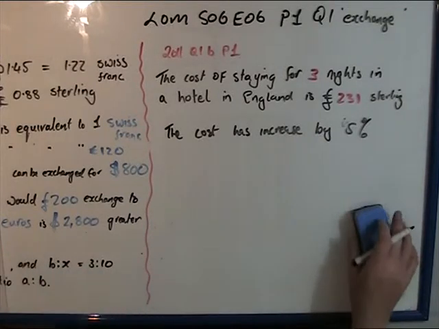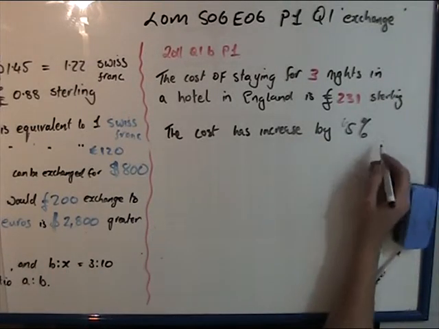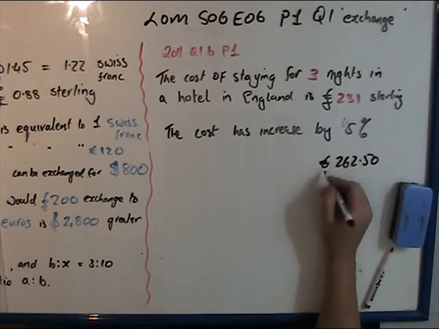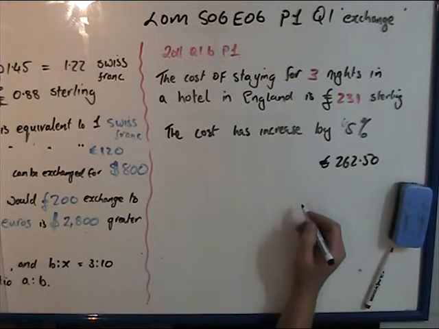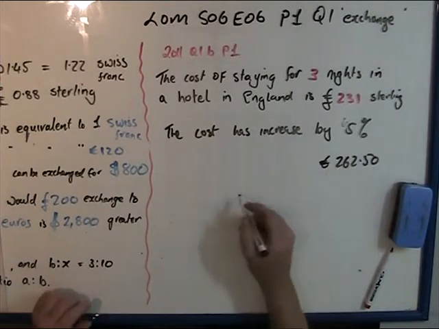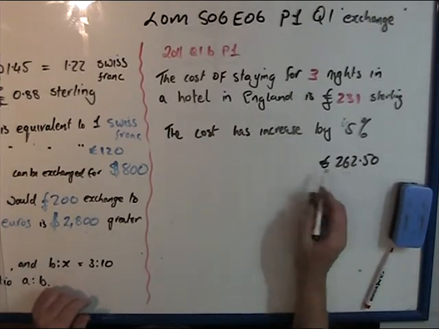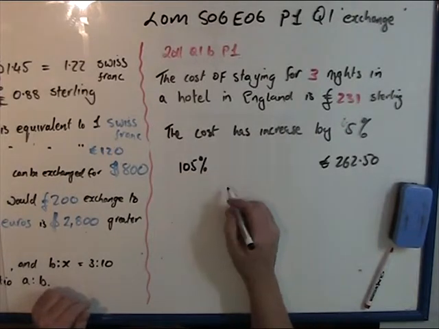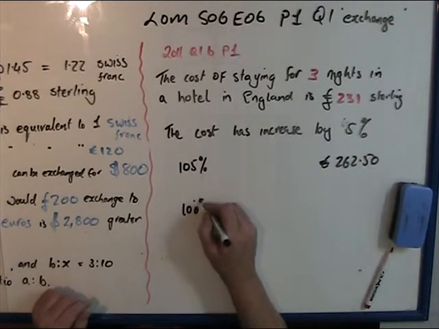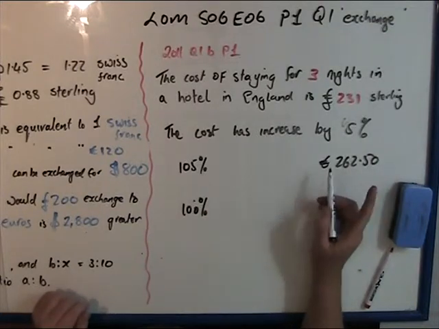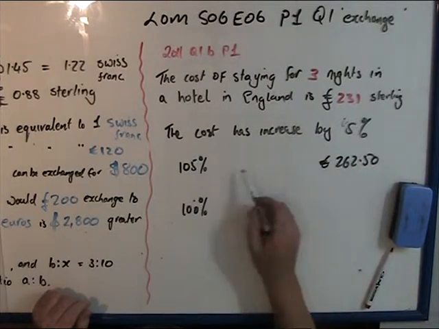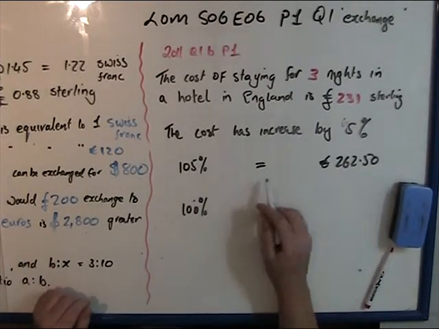So it's 262 euros 50, and that was the price now. I have to find out what it was, so that's including 5%. So 105%. If I want to find the original 100%, I have to break it down and get 1%. The whole idea is this is increased by 5%, so this is 105%, not 100%.